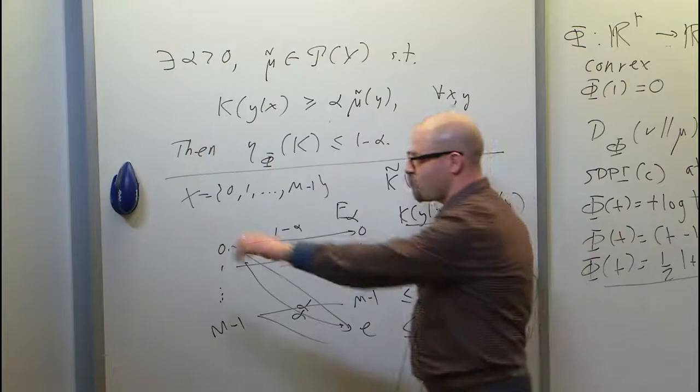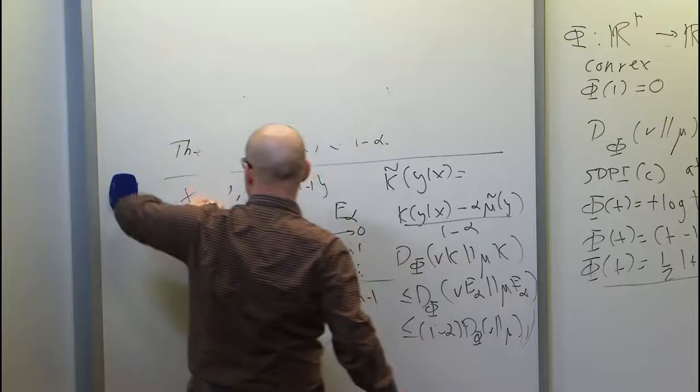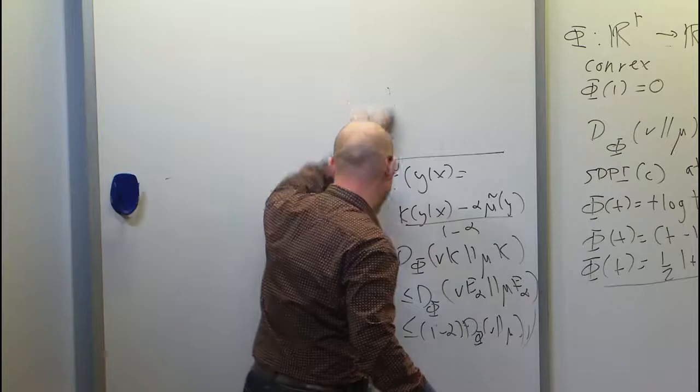Okay, so now that I've shown you these things, let me show you two applications of strong data processing inequalities to two problems in discrete probability. Well, one for sure, and then depending on how much time I have left, another one.